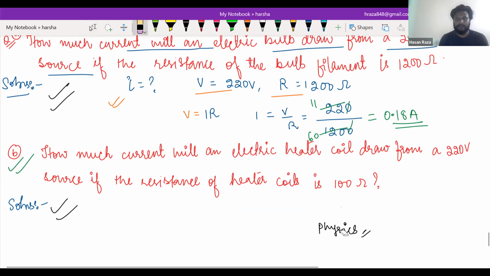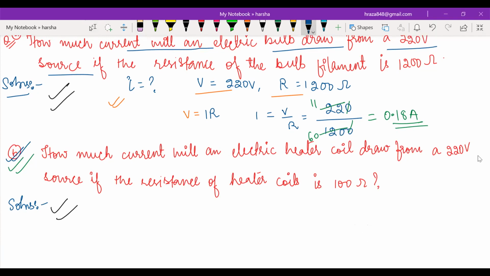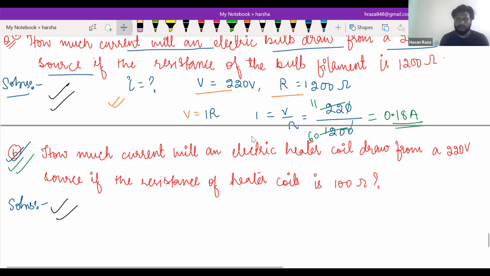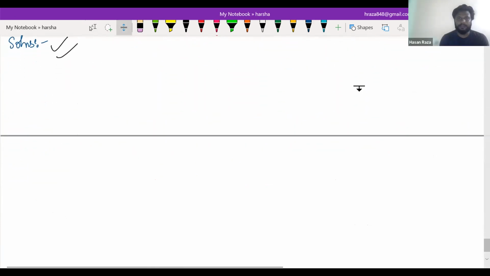Sir, did you do this question? This one, B part. How much current will an electric heater coil draw from a source? Very good. So I'm going to revise the last class lecture.